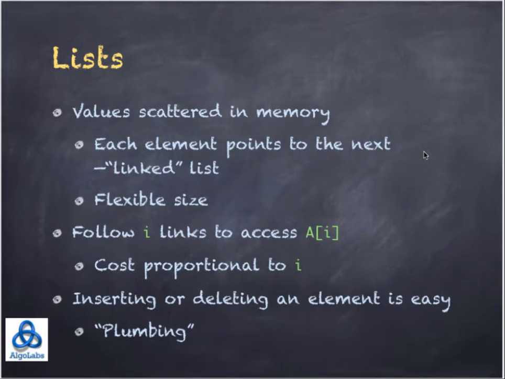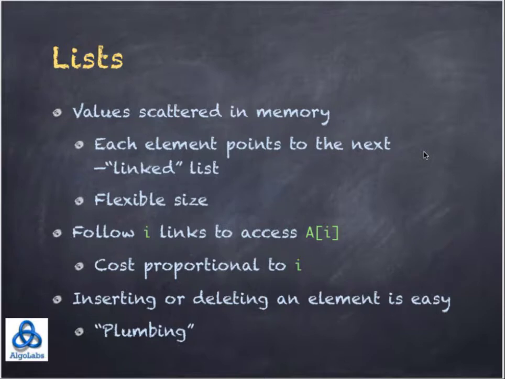In a list, on the other hand, the values are not in one place, they are scattered in memory. We achieve the sequence by having each element point to the next one. So in many programming languages, lists are referred to as linked lists because it is a value plus a link or a pointer to the next value. This allows lists to be flexible because we can always add a value after the current list anywhere where we have free space in the memory and make the current last value point to it.